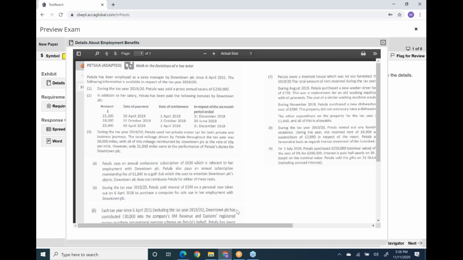Number two, open your eyes, this is a dodge. Petula also pays, again it's a deduction, because the money is going out of the pocket of the employee. Petula also pays an annual subscription membership fee of £1,840 to a golf club which she uses to entertain Downtown PLC's clients. Downtown PLC does not reimburse Petula for either of these costs. Now wait, Petula has taken a golf club membership and she's paying from her own pocket, so obviously it's a deduction. Now I'm asking a question. You can reply in the chat box.